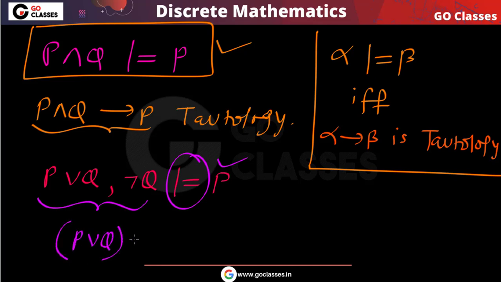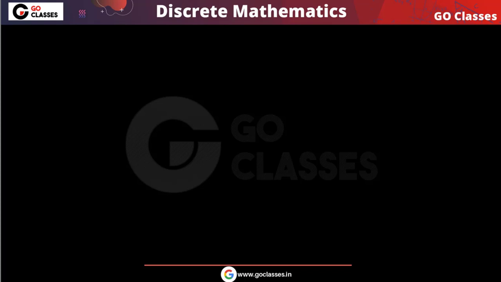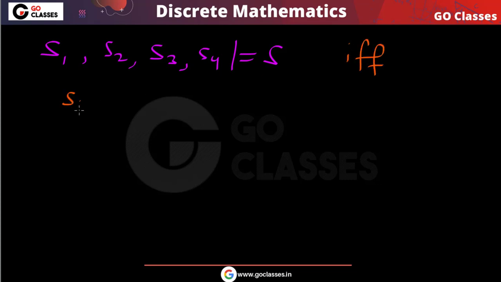You can also check in another way. I can say that P or Q and Q bar implies P is a tautology. So what do we mean to say? If you have some statements S1, S2, S3, S4, then S1, S2, S3, S4 infers S if and only if S1 and S2 and S3 and S4 implies S is a tautology.